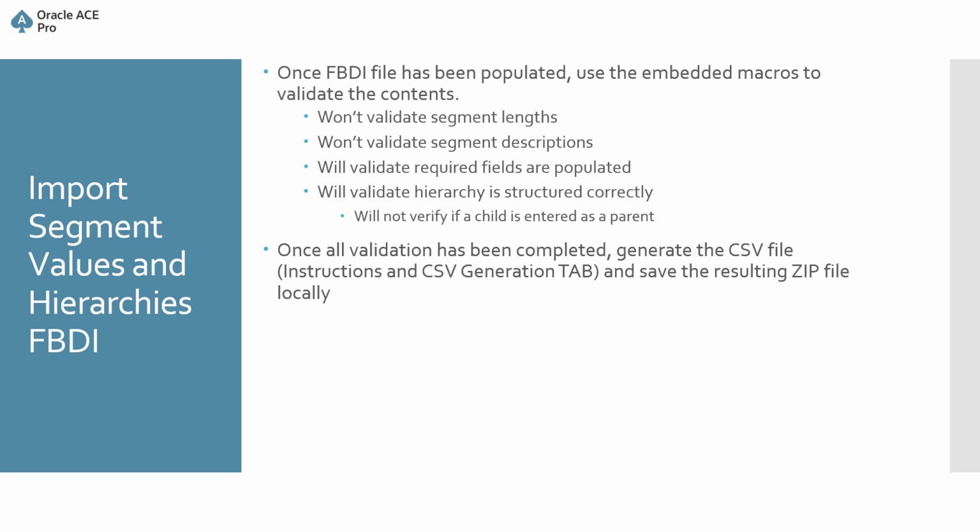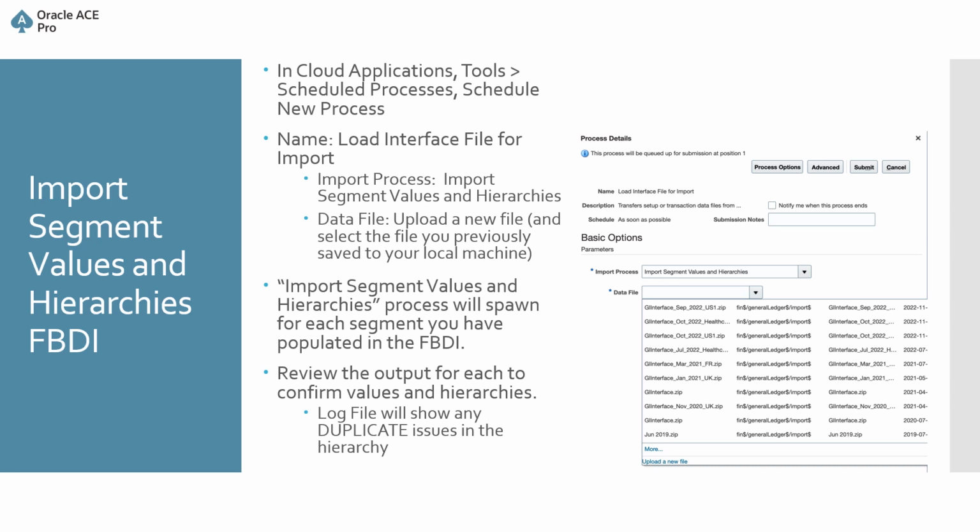Once you've done your validation, you generate the CSV file. On the first tab, there is a button to generate the CSV file, and it's going to give you a zip file which you're going to save locally. Okay, all right. So you've got it saved locally.